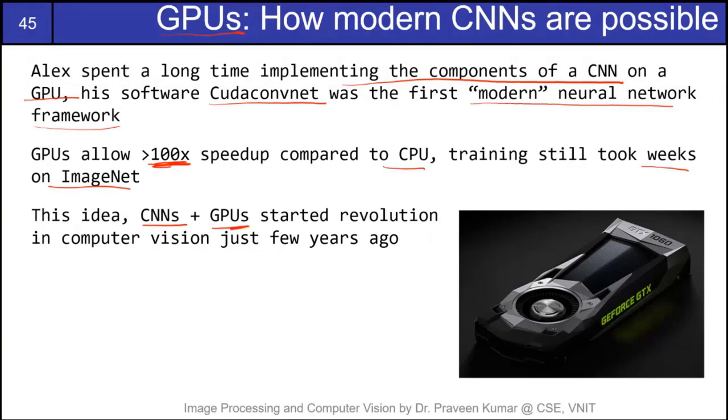So these were two things: advancement in the architecture, the availability of modern computing hardware, and also the availability of larger, challenging data sets, and coming up with this CNN architecture. This combination actually gave a breakthrough.